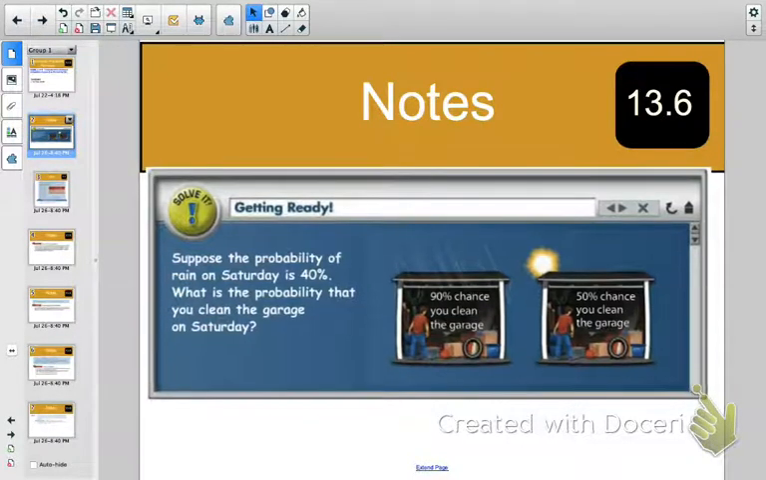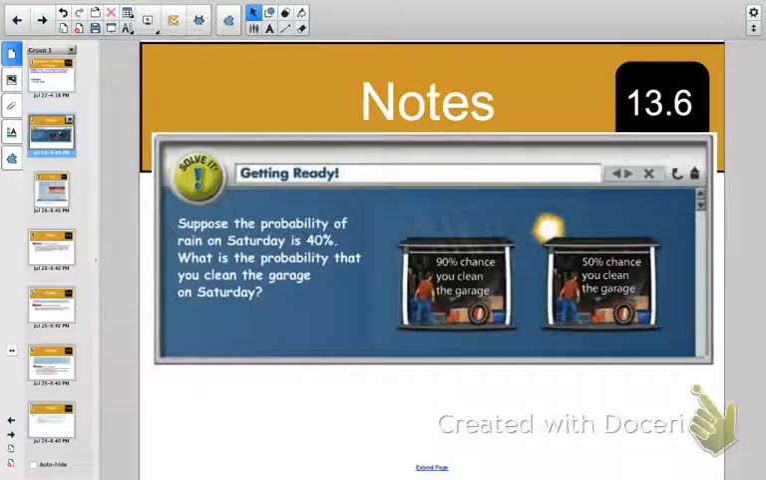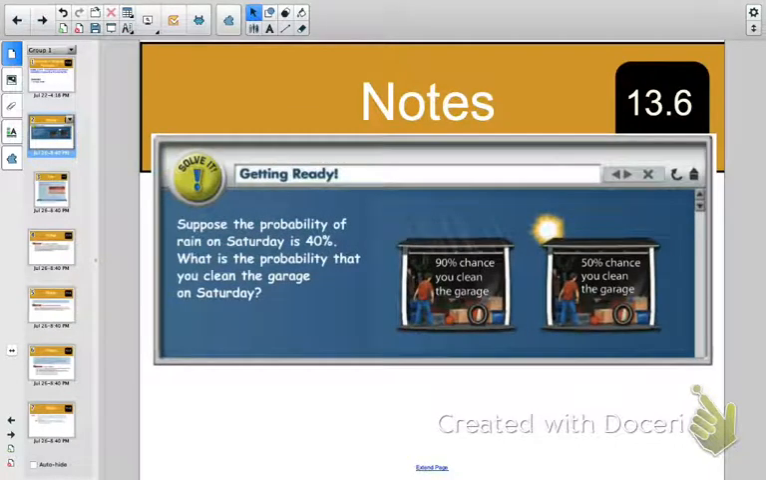So let's look at this problem right here. It says, suppose the probability of rain on Saturday is 40%. What is the probability that you clean the garage on Saturday? And then it gives us these two little pictures over here. There's a 90% chance you clean the garage if it's raining, if you can see that little rain right there. And then a 50% chance you clean the garage if it's sunny.